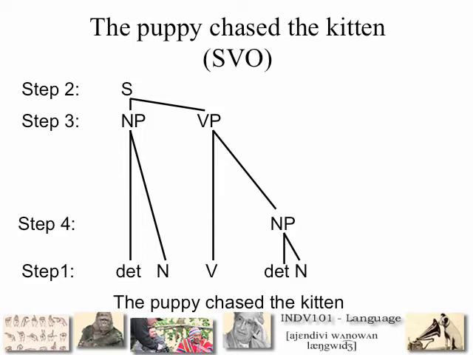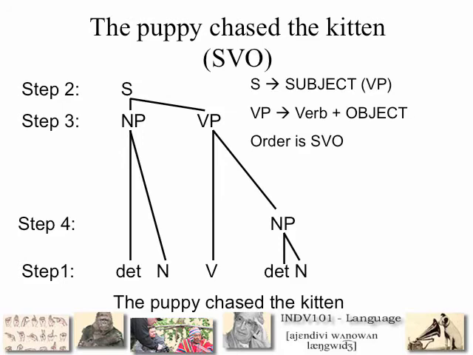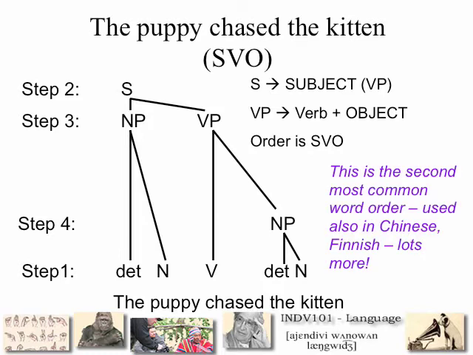So, SVO sentence, simple transitive, the puppy chased the kitten. And this adheres to the rules that we talked about for English earlier. A sentence is made up of a subject-noun phrase followed by a verb phrase predicate. And the verb phrase is formed by a verb followed by its object. And this is what gives us the order SVO. This is a pretty common word order in the world languages. It's the second most common word order, in fact. You see it in Chinese and Finnish and a whole bunch of others.